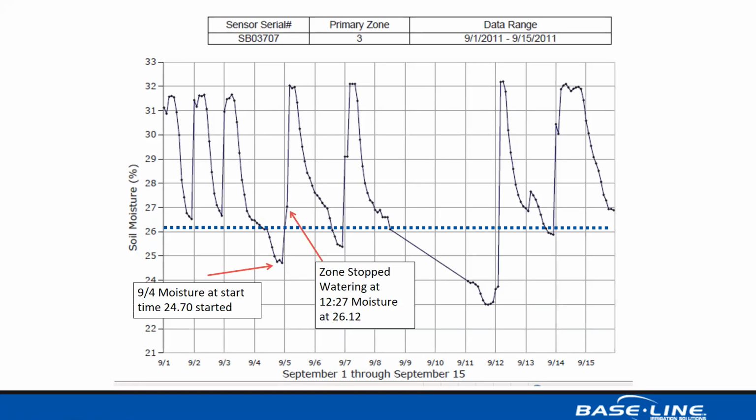Well, as the system ran, the zone where the sensor was buried stopped watering at 12:27 a.m. and the moisture content was at 26.2. And the moisture level did not peak until 6 a.m. at 32.04%. So we can see that it took 5.5 hours for that application of water to reach its peak before it started to deplete down again.